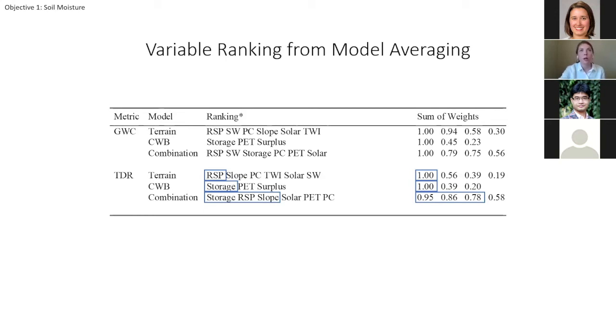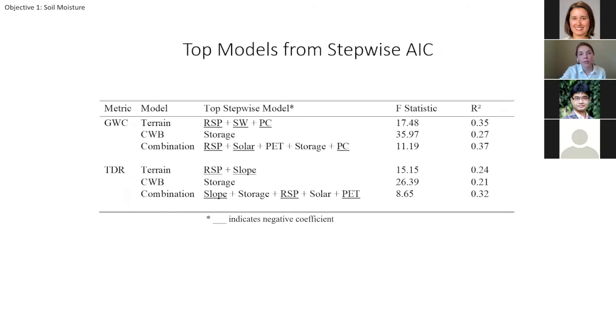To really evaluate model performance, I'll now move to Stepwise AIC, which is where we identify the top models. There's a lot going on in this table, but from it, I really want to point out the R-squared values so we can start to get an idea of how these models are ranking against one another.